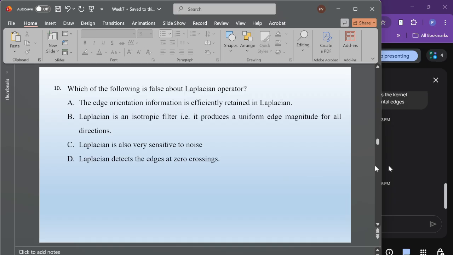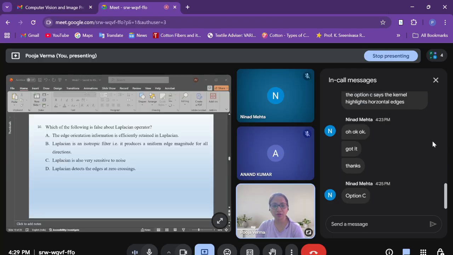Which option is false regarding the Laplacian operator? Anyone? Then we will see the detailed explanation here.